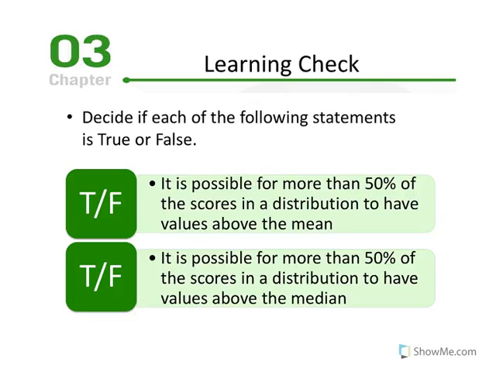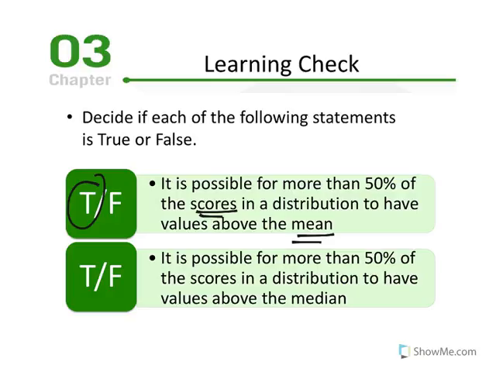All right, to ensure that we understand the material that has just been presented, let's answer these questions. They are true or false, so decide which one is true or false. First one: it is possible for more than 50% of the scores in a distribution to have values above the mean. By definition, the mean indicates that the distribution is split in half by equal distance, not necessarily equal numbers of scores. So we would conclude that this is true. We could have a distribution where the mean splits it in half with equal distance above and below, but not necessarily an equal number of scores. So it is possible to have more than 50% of the scores in a distribution above the mean.